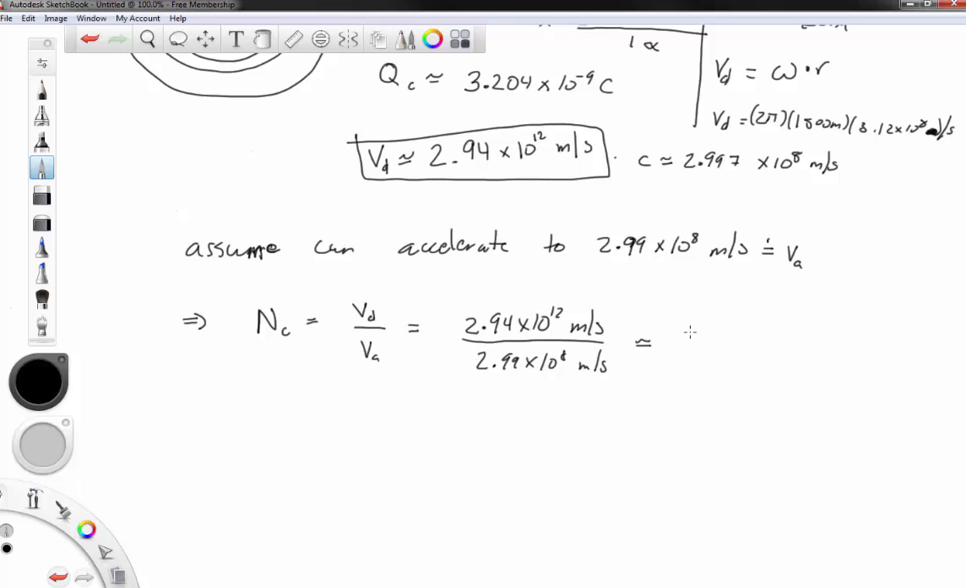So this is basically 9.84 times 10 to the 3. So you'd have to have 9,840 of these alpha particles in order to attain a current of 1 amp under this set of restrictions.